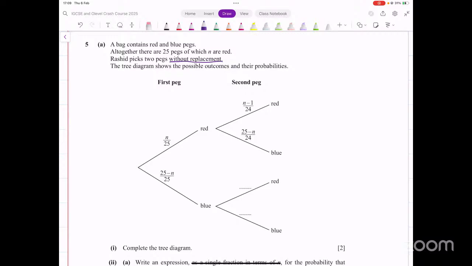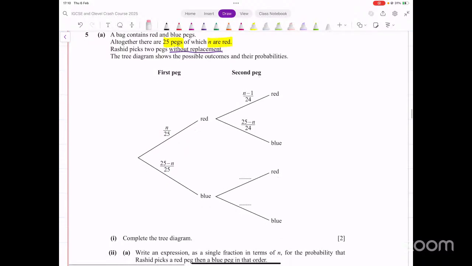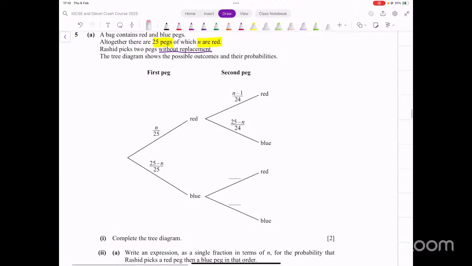So there are 25 pegs in total, of which n are red. Okay, now you see 25 is the total, n are red. If n are red and the total is 25, what's the number of blue pegs then? That's 25 minus n, right? So you subtract n from 25. That's what we've got here. Now they're saying complete the tree diagram. Now, how can we do this?